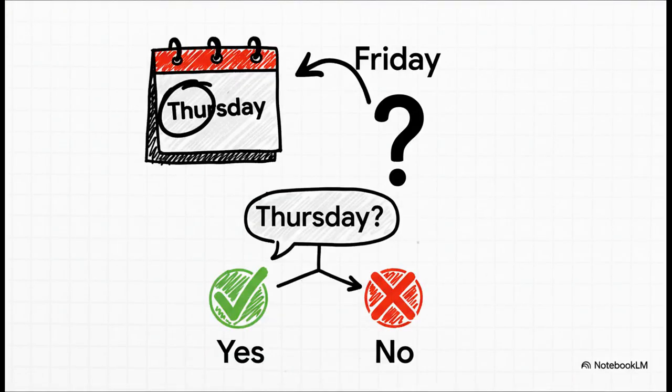A simple confirmation check. "Sorry, did you say Thursday?" It's so efficient. They can just answer, "Yep, Thursday," or, "Oh shoot, no, I meant Friday." And boom, the confusion is cleared up in like 2 seconds.